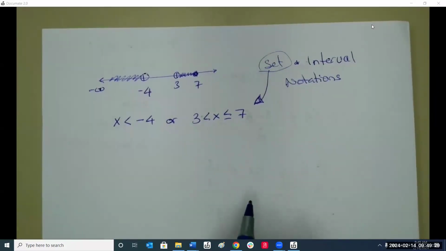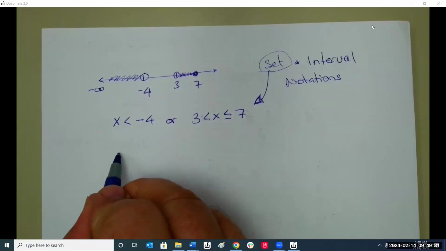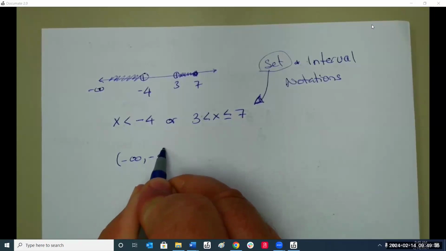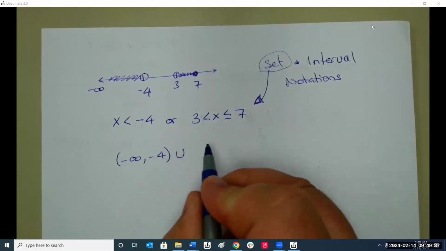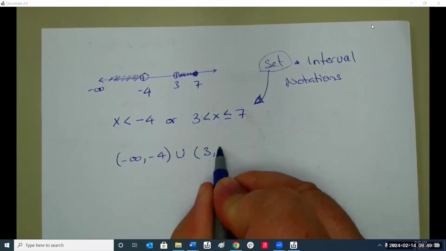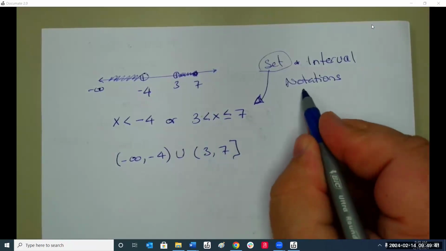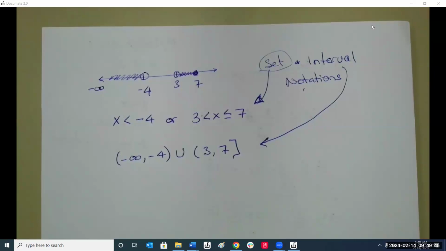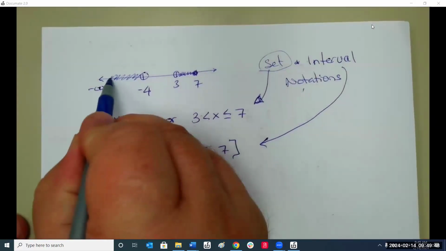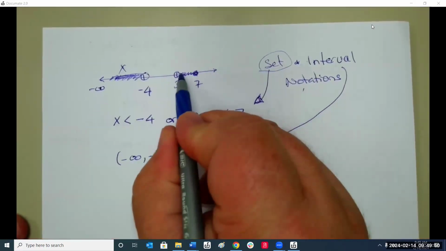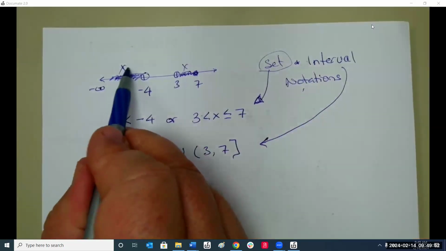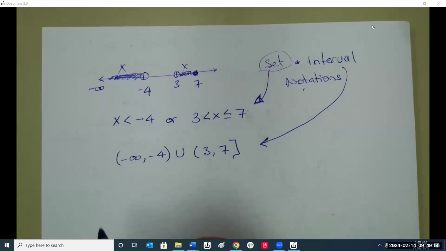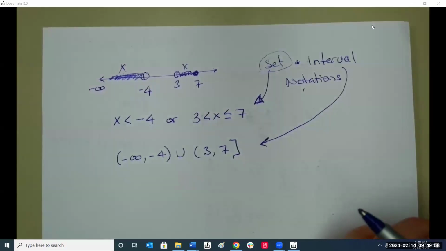What would the interval notation look like? Very good. Because the shaded region is your x. This one says x, since it's shading to the left, x is less than -4. x is between 3 and 7.